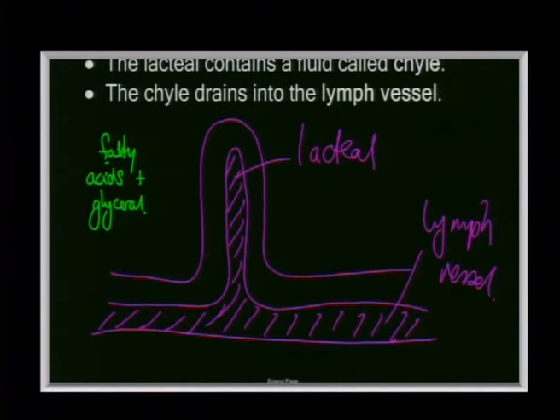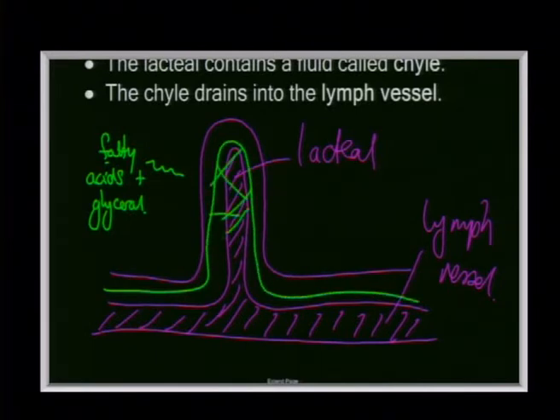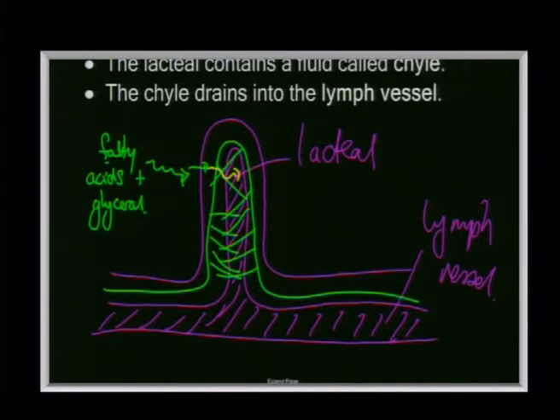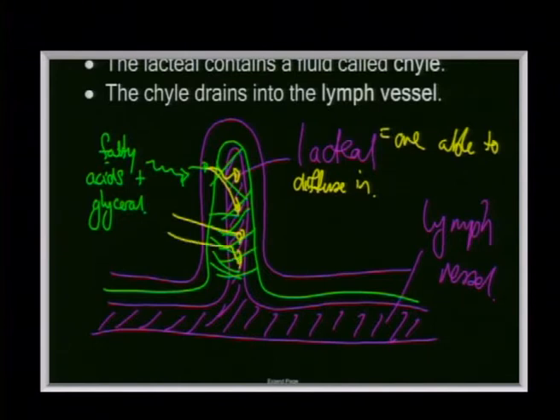Okay, now they start to move. I'm just going to draw the blood system in here. Okay, they're your capillaries. The fatty acids and the glycerol go along, and they can go through the single layer of cells, but they are still too large to fit into the capillaries. So because they can't fit in the capillaries, they keep on moving until they get to the lacteal. And when they get to the lacteal, they are able to diffuse in. All right, so all the fatty acids and the glycerol then go into the lacteal. And once it's in the lacteal, it will be carried away.